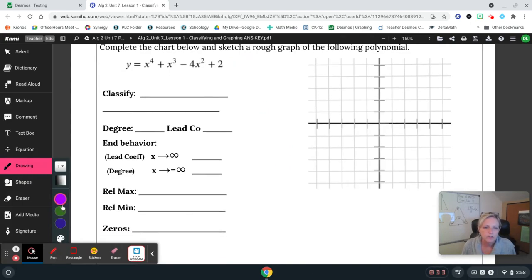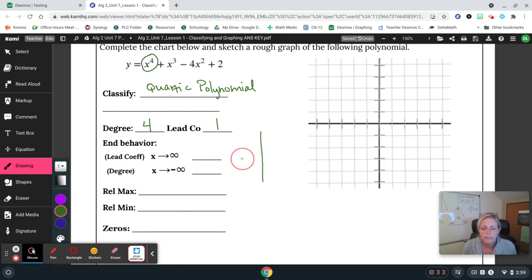So this one we need to classify as well. So it is x to the 4th. So this is a quartic function, and it has 1, 2, 3, 4 terms, so it's a quartic polynomial. Okay. My highest degree, now 4, 3, 2, 1. So this is my leading term. So my highest degree is 4. My leading coefficient, there's no number out front. So remember, that's going to be a positive 1.